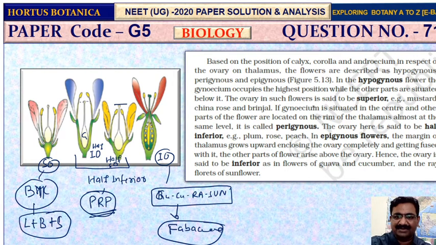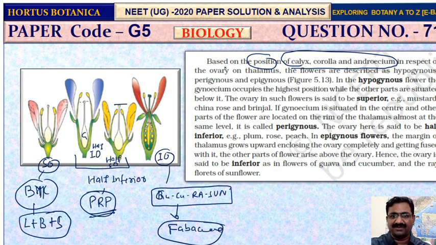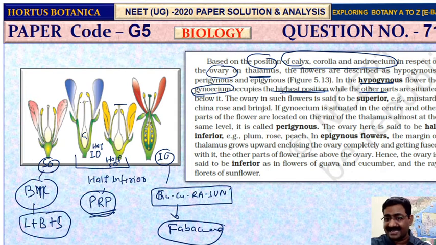Now, understand what I explained to you. This is the position of calyx, corolla and androecium, these three, along with the ovary, that is the gynoecium, present on the thalamus. Now, it may be hypogynous, means to say the gynoecium is at the highest position. The others, means to say androecium, corolla, calyx, are situated below it. So this position is called, yes, superior, found in mustard, China rose and brinjal. What I told you, B, M, C to remember.